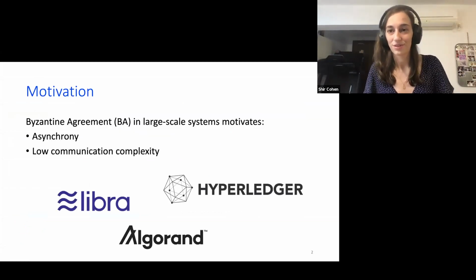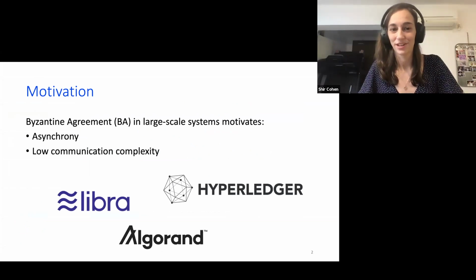So I'm sure everyone here in the session is pretty convinced why Byzantine agreement and Byzantine consensus is needed. It's used in many large-scale systems such as Libra, Hyperledger, and Algorand. It motivates both asynchrony settings and low communication complexity.